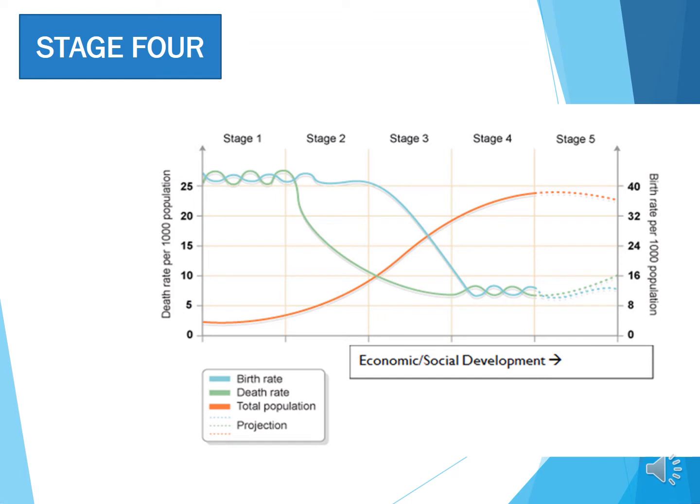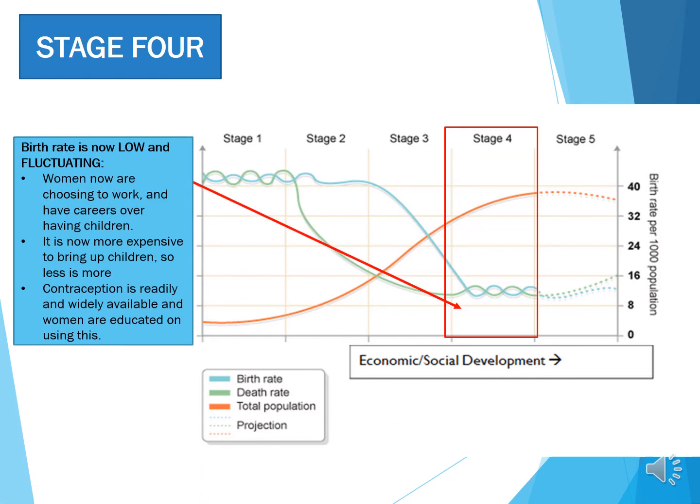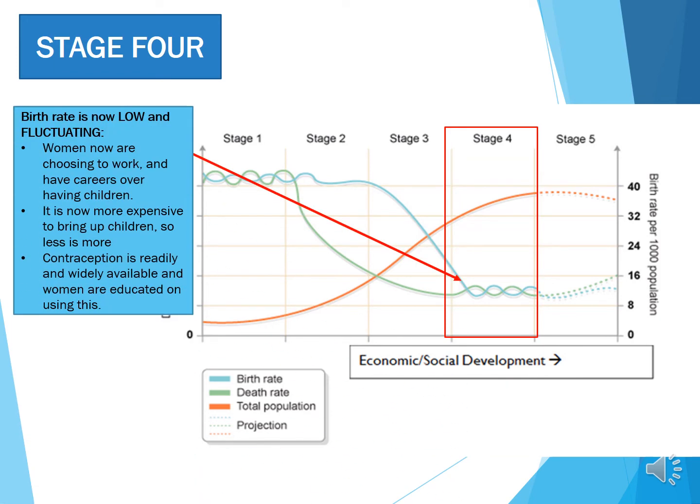Stage 4 is the stage of dreams. A country will see itself at peak development if it can reach stage 4 and stay in stage 4. We can see here that birth rate is now low and it is fluctuating up and down below death rate and also above death rate. Women are now choosing to work and have careers over children. Women are now having around, on average, 2.4 children. That does not mean you have a child and then an arm and a leg. It is an average figure.